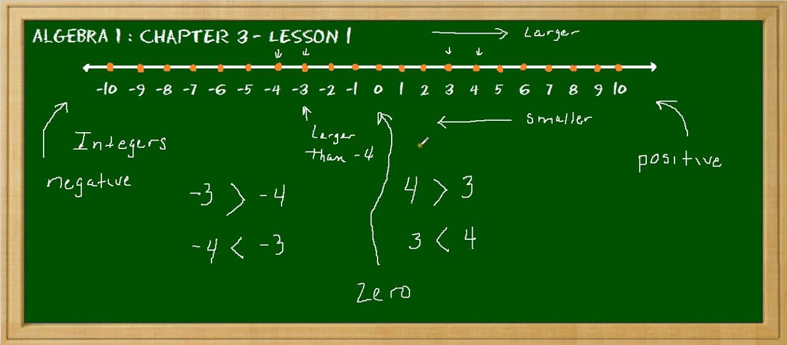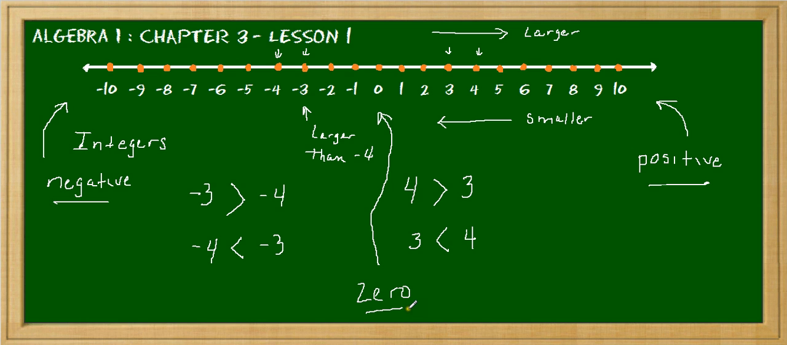Okay, now what do we know about 0? 0 itself is neither positive nor negative. Let's remember, we either have negative, positive, or 0. We do not say that 0 is either positive or negative.